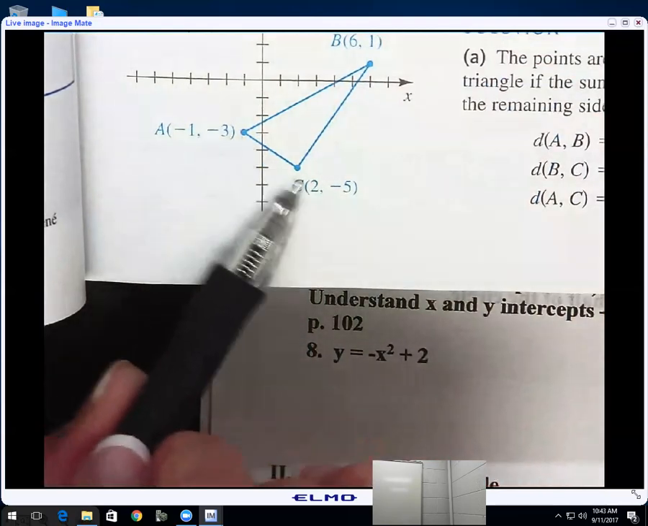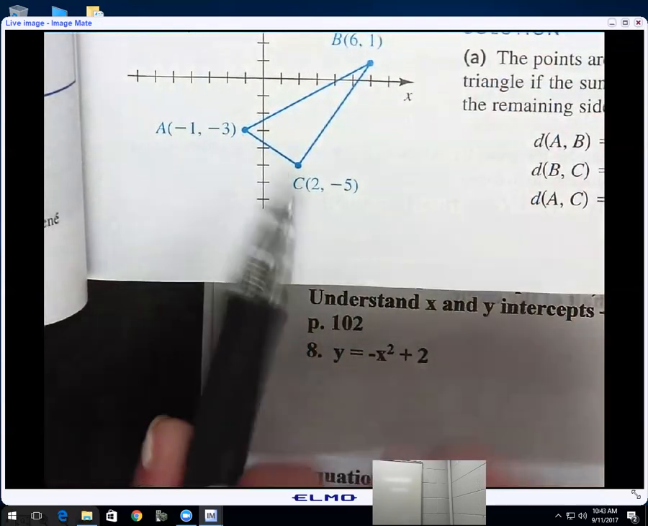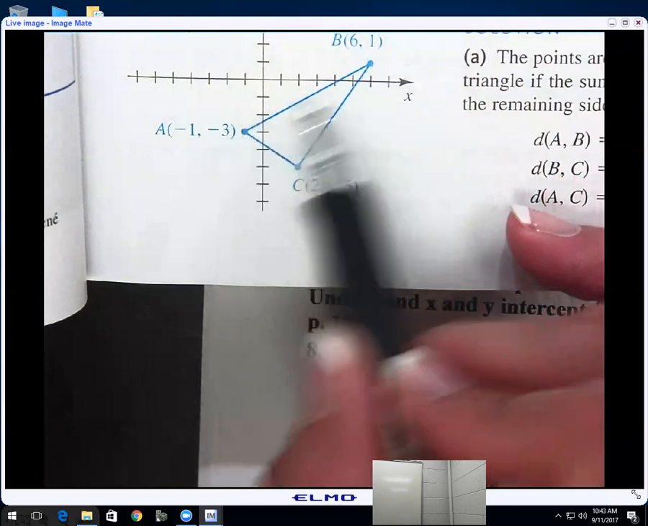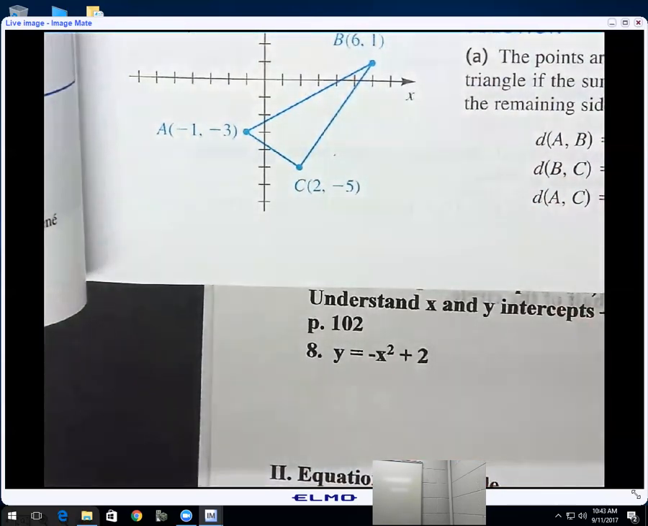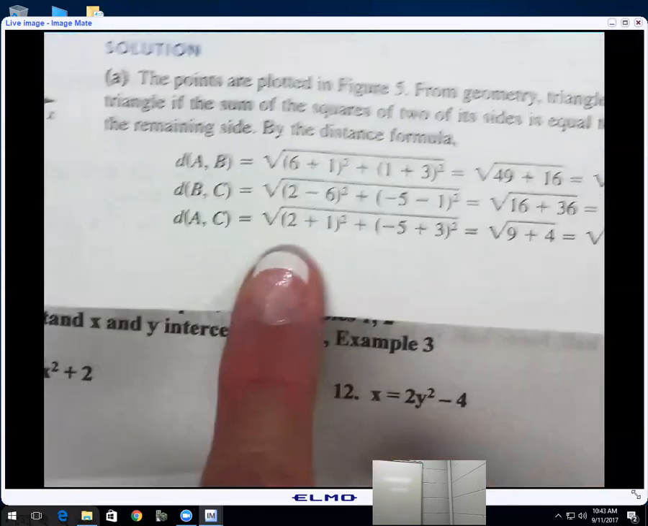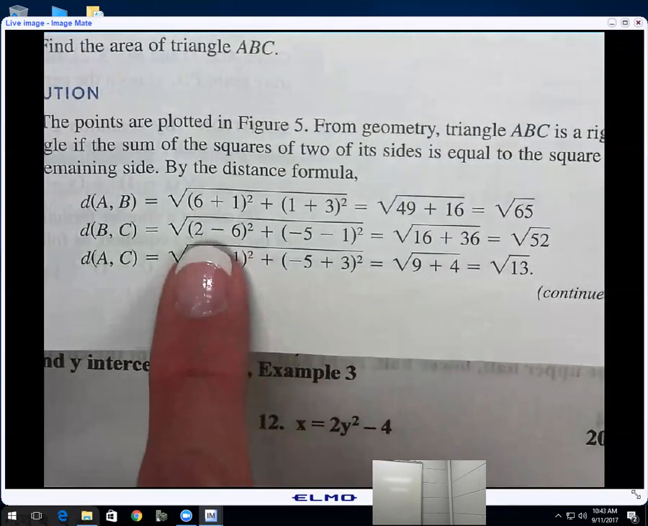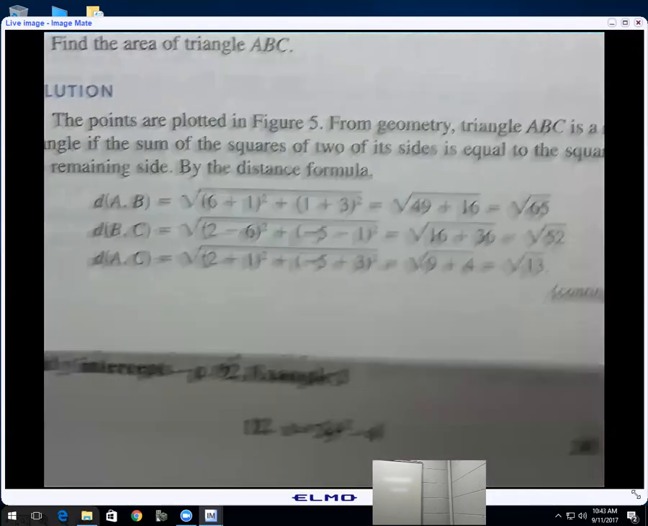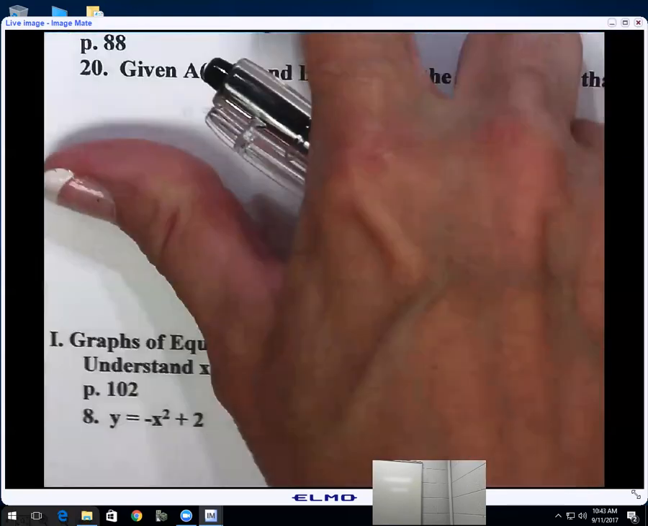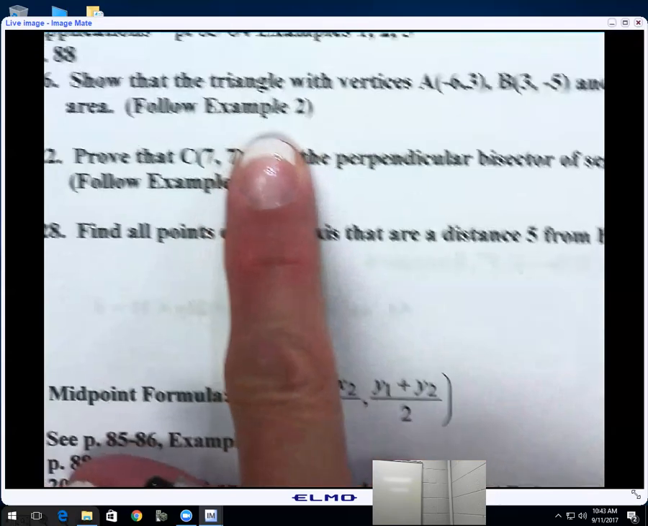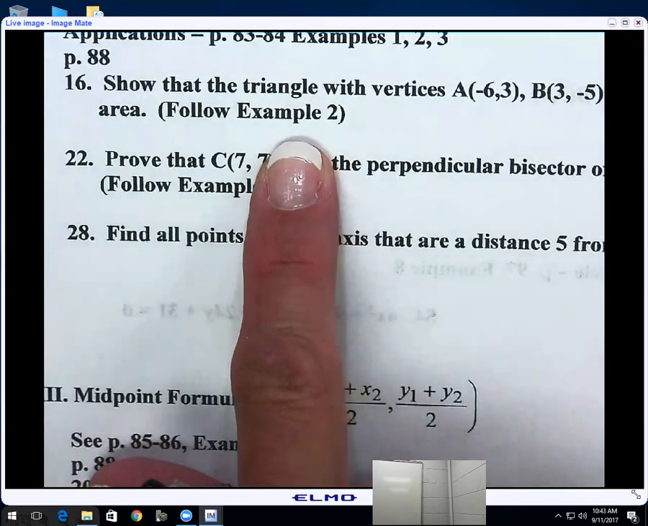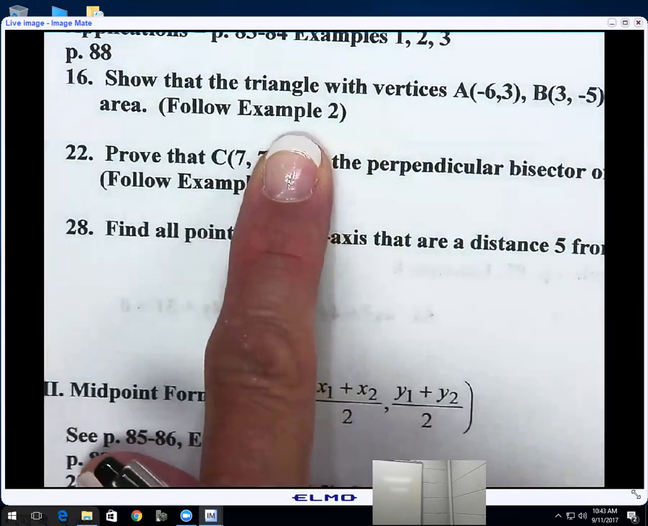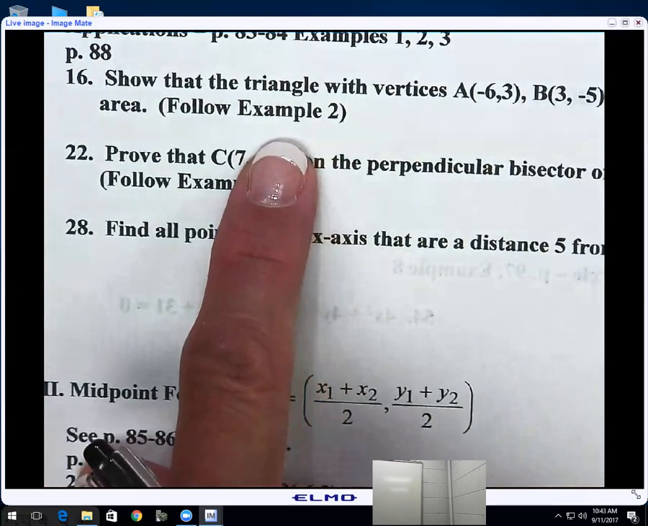So you could find the distance from A to C and the distance from B to C, and that squared plus that squared would have to equal that squared. All right, it's just a matter of using the distance formula 3 times and then showing this squared plus this squared would equal that squared. Actually, that is exactly number 16 on the handout. I'm going to say in the homework you have one with those exact directions. Just read example 2 and do the problem in the homework just like it.